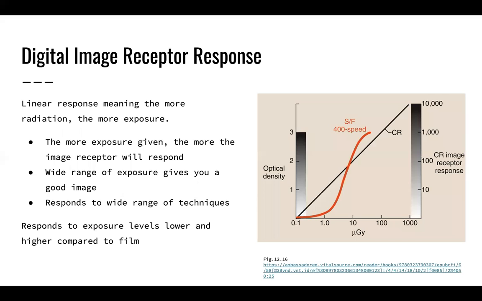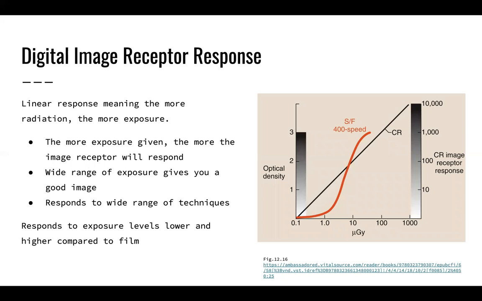And finally, digital image receptor response. That is how the image receptor responds to radiation. So the more radiation you are exposing, the more the image receptor responds. The image receptor will respond to low and high levels, making it more responsive to a range of techniques compared to film.